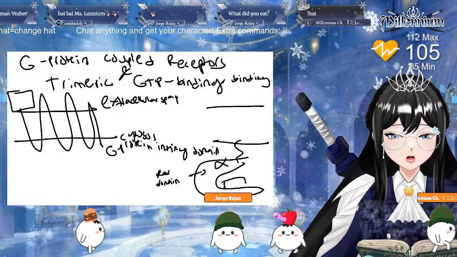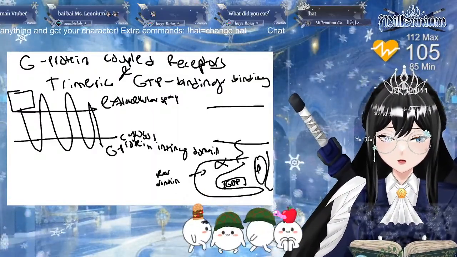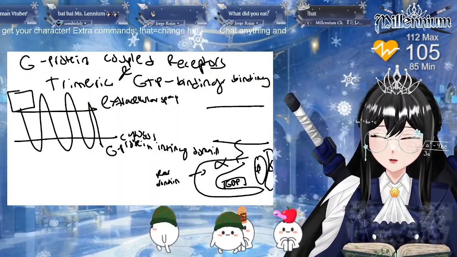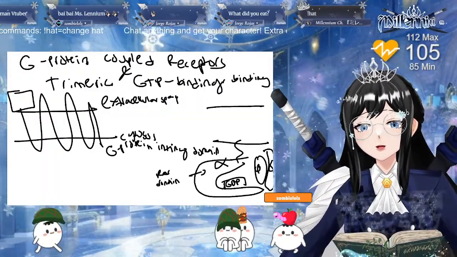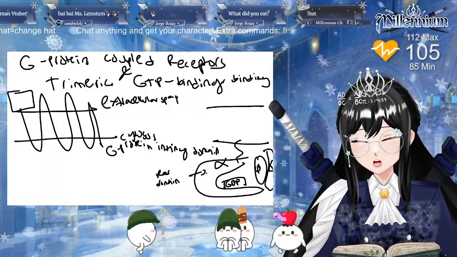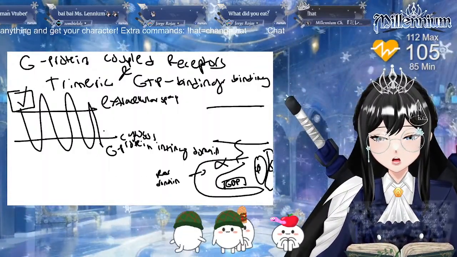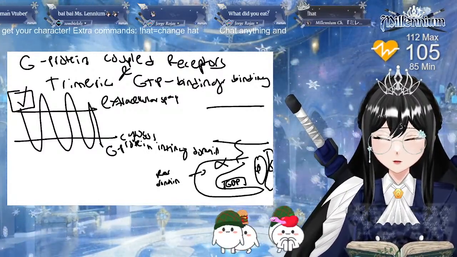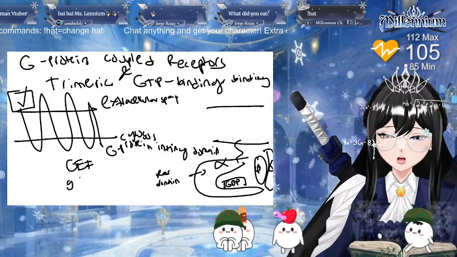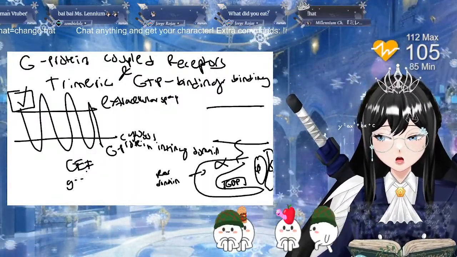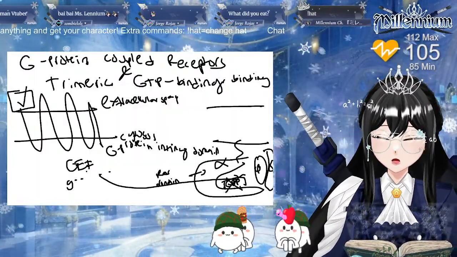And then you have the GDP here. And then you have the beta. And then you have the gamma over there. Okay? Now if GDP is bound to the alpha subunit, it is inactive. But when GPCR is activated by your ligand here, then it would act as a GEF, a guanine nucleotide exchange factor, which would then lead to this changing into GTP.